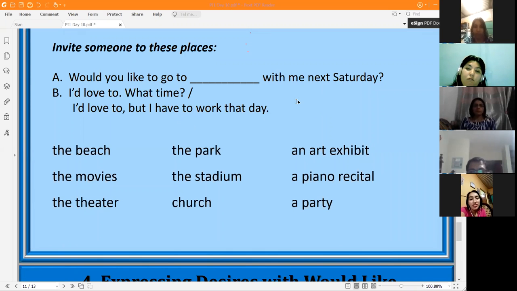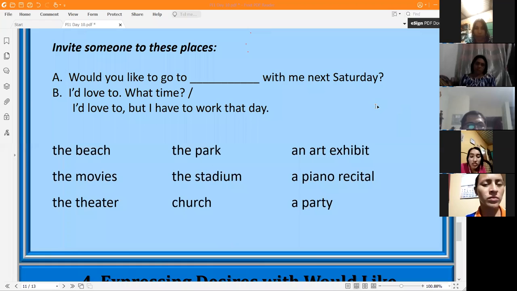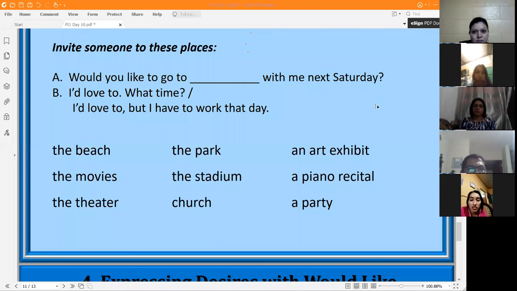So the next volunteers, next pair. Who's the next one? Okay, I have Yamilet Castro and Roberto Betancourt. Okay, very good.